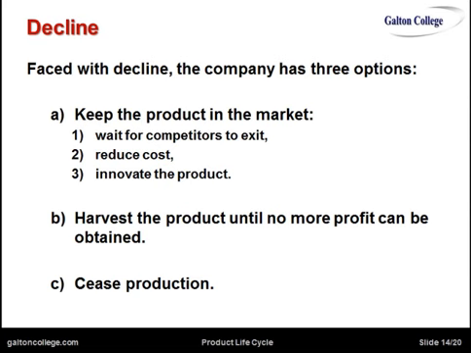The second option is to harvest the product until no more profit can be obtained. In other words, recognize that the sales are in decline, make as much as possible in that period, and let the inevitable happen. And the last one is simply cease production, stop overall production.